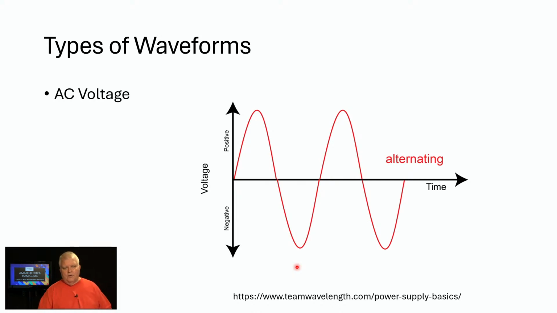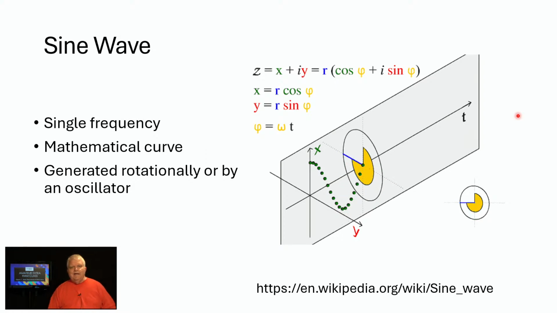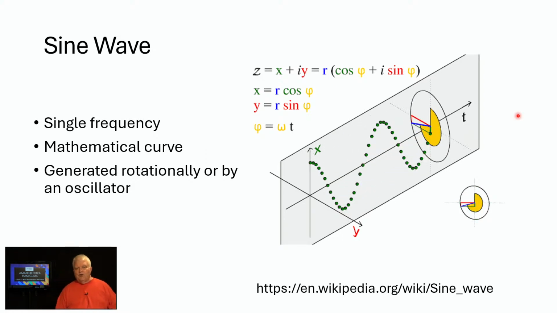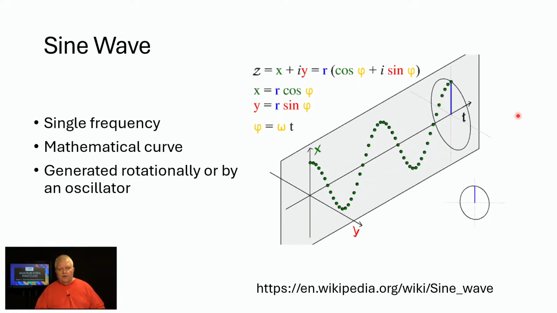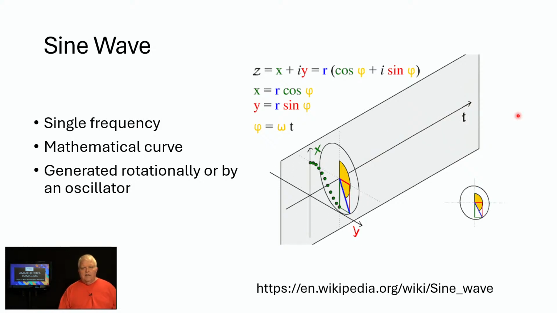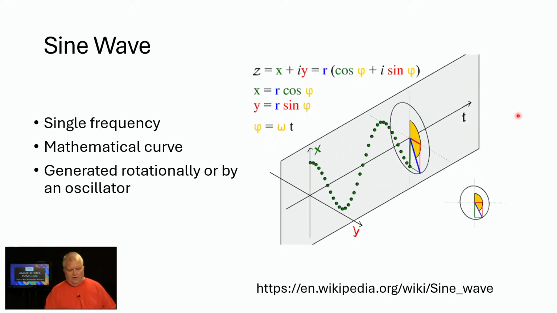AC alternates between positive going voltage and negative going voltage. So you can see here we start at the zero line, go positive, zero line again, go negative. You've seen all this before. This is just review. This is basic. Again, here we are in the time domain. And this sine wave that we're looking at can be generated electronically, or it can be generated rotationally through a generator or other mechanical means. And this is a single frequency.